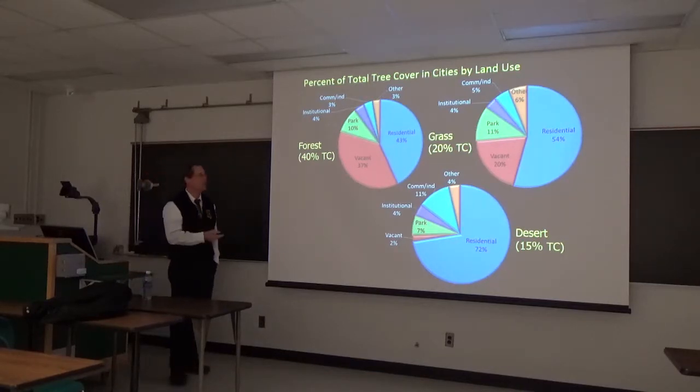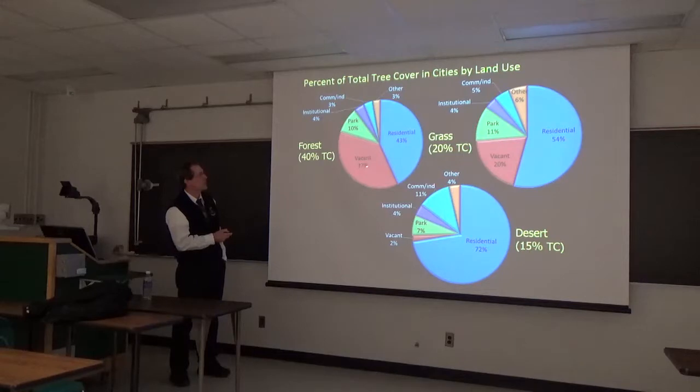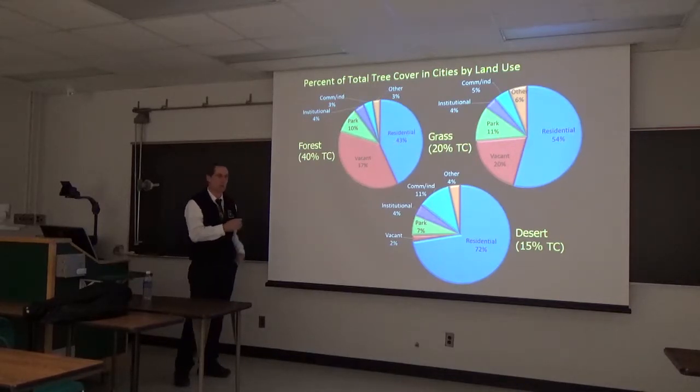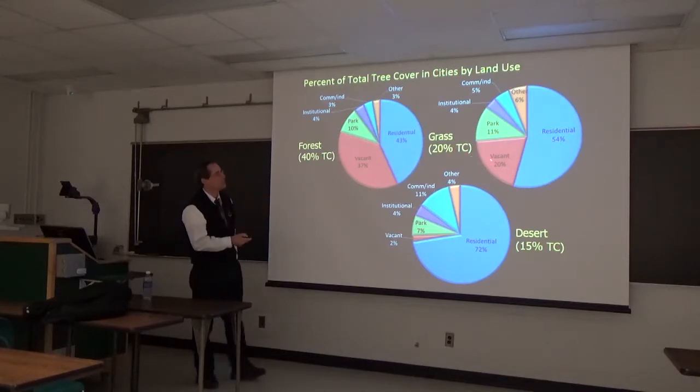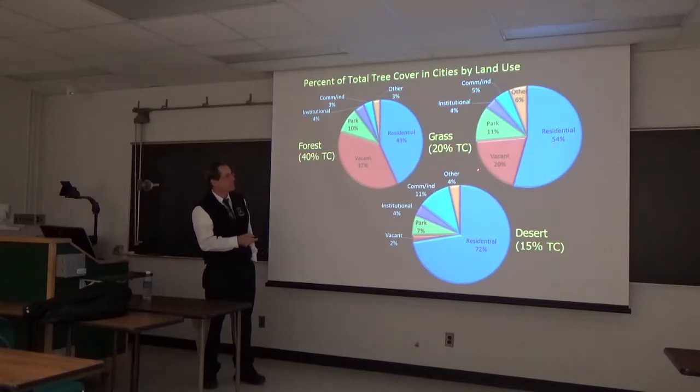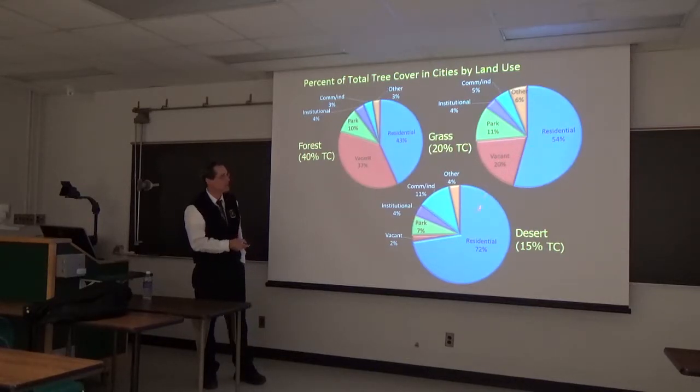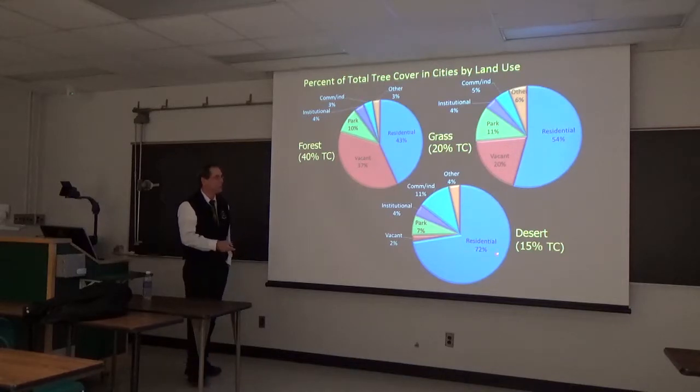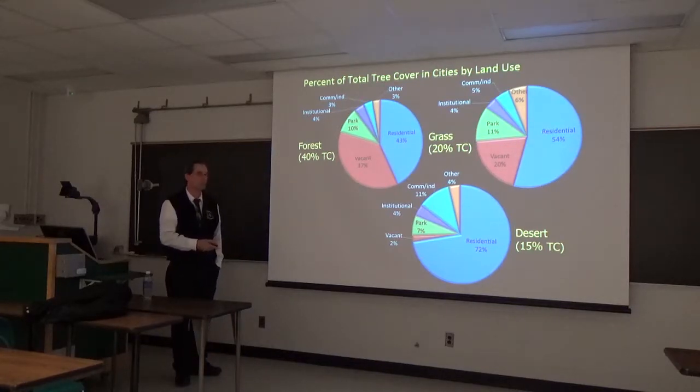And this shows the impact of natural regeneration. So when you're in forested stands, about 80% of your cover comes from those 2 land uses, about a 50-50 split, 43% from residential, 37% from vacant of the whole cover in the city. As you move to the grasslands, similar numbers overall, this time 74%. 54% is residential, 20% is vacant. When you go to deserts, it's 72% residential, only 2% vacant.